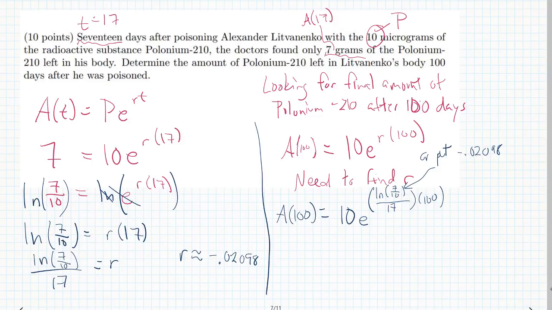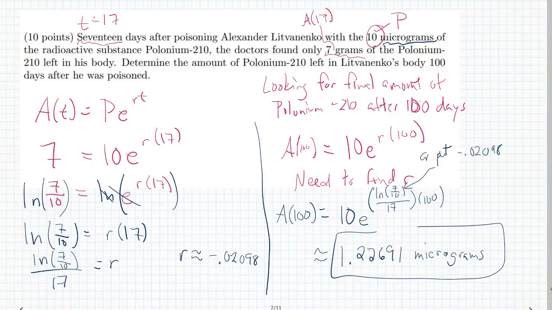So we get our final answer. This is approximately equal to, if we go 5 decimal places, it doesn't specify how many decimal places, but we'll go 5 just for kicks, I think we get 1.22691, and then it is micrograms. Okay, and that is our final answer.